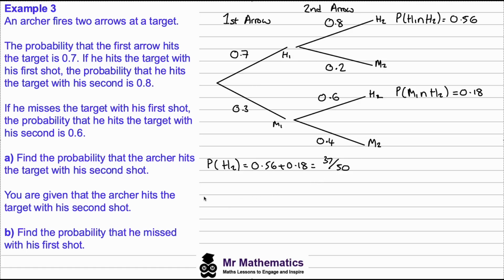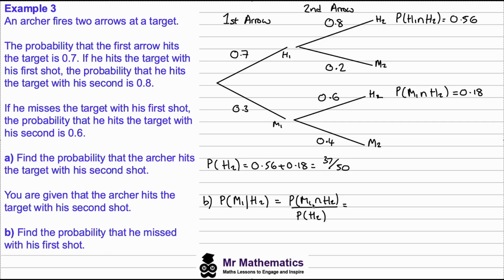For part B, we're given that the archer hits the target with his second shot. Find the probability that he missed with his first shot. So we want the probability of missing with his first shot given that he hit with his second shot. So this will be the probability of miss 1 intersecting with H2 over the probability of H2.